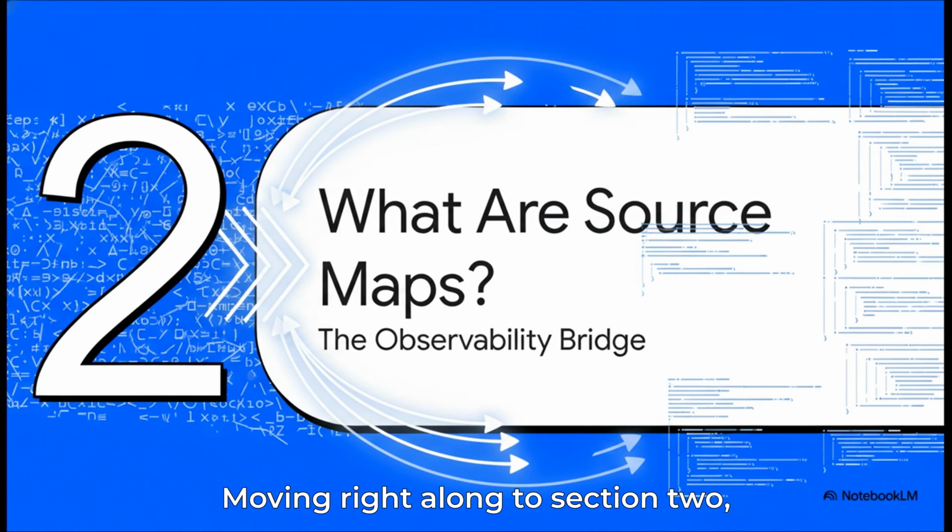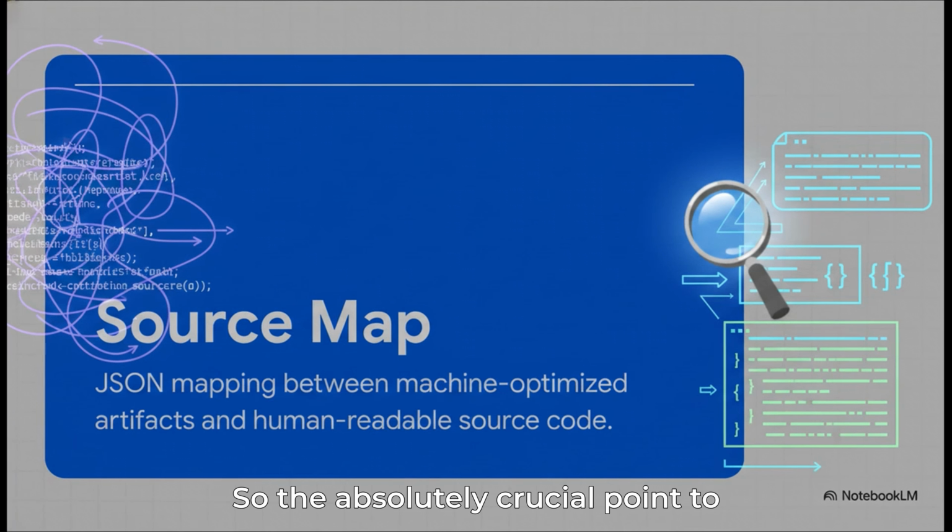Moving right along to Section 2. What are source maps? The observability bridge. So, the absolutely crucial point to understand here is that a source map simply acts as a translation layer. It's just a JSON file that provides a bidirectional mapping between those machine-optimized artifacts and your original human-readable source code. It basically taps your debugging tools on the shoulder and says, hey, that mangled variable a in your minified bundle, that actually corresponds to your original function named calculateTotal back in your specific TypeScript file.